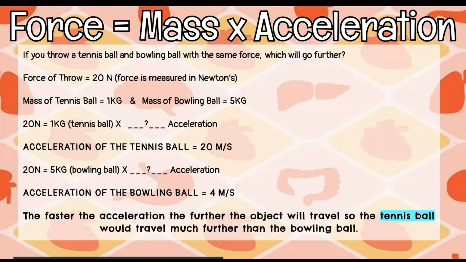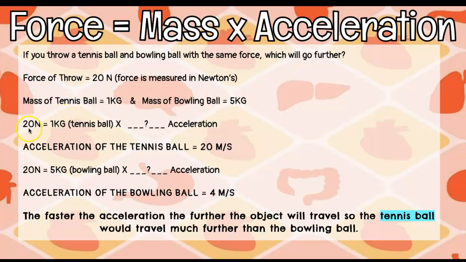Now, this slide just gives you an example using numbers. If you're a numbers person and you really want to see it worked out, you use the equation force equals mass times acceleration. And it's saying if you throw a tennis ball and a bowling ball with the same force, which one will go further? So let's pretend we're throwing it with a force of 20 newtons. The mass of a tennis ball is 1 kilogram. The mass of a bowling ball is 5.